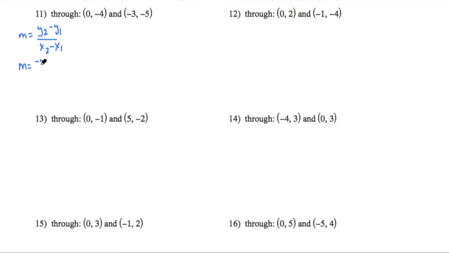I'm going to take the second point, negative 5, minus negative 4 is plus 4, all divided by negative 3 minus 0. So in the numerator here we have negative 1, in the denominator we have negative 3, so our slope, negative 1 over negative 3, is 1/3. Now we are basically where we were from the previous set of problems. So we're going to go to y equals mx plus b. But wait, we have 2 points. What are we going to plug in?